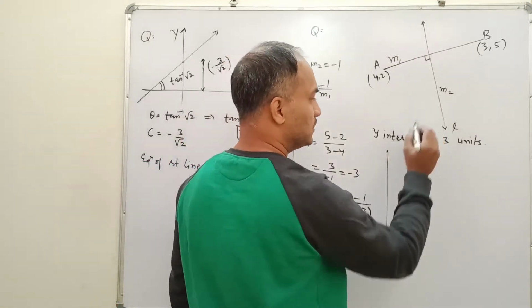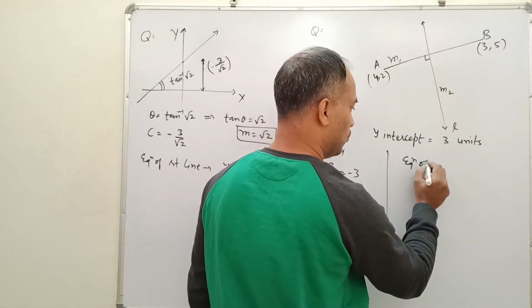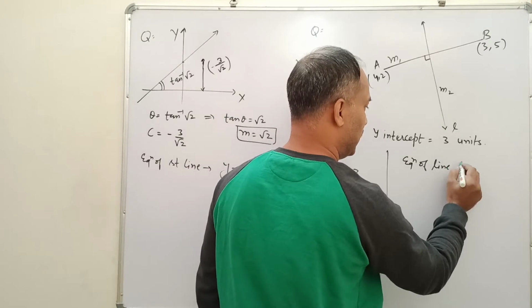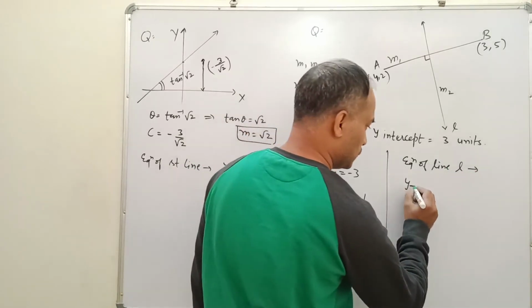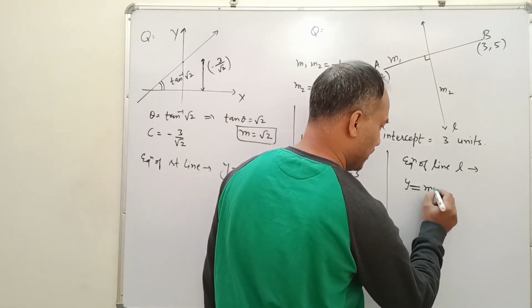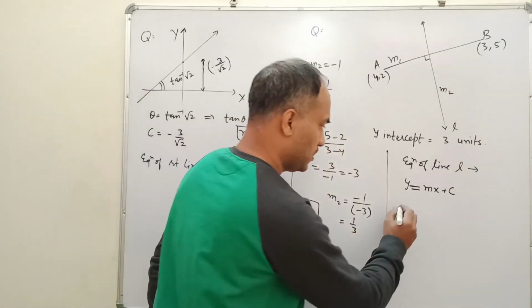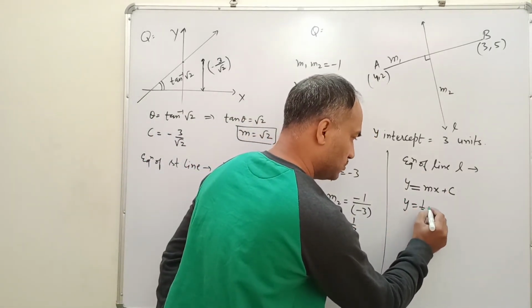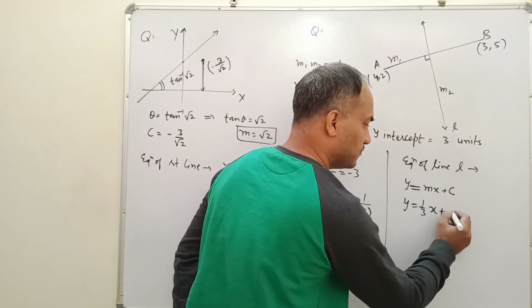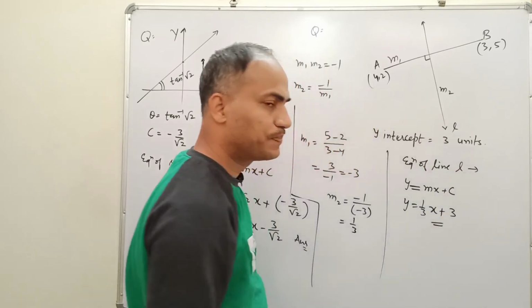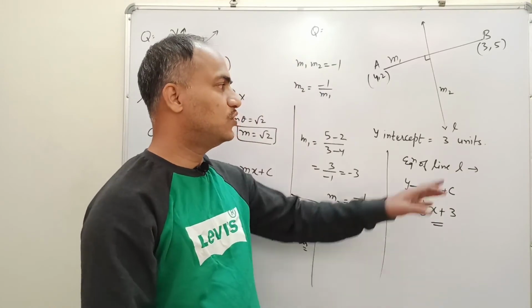Now the equation of the straight line L. What is this? y is equal to mx plus c. We have m, and c we have as 3. So this is the required equation of this straight line.